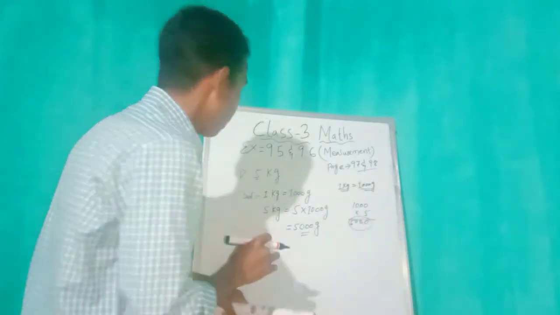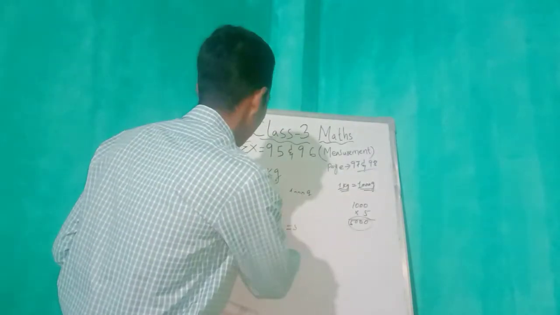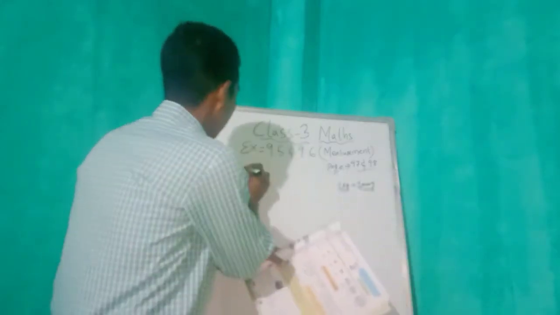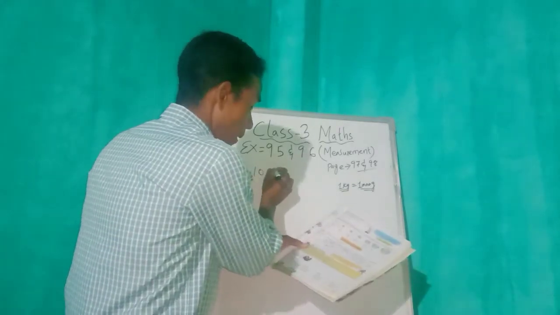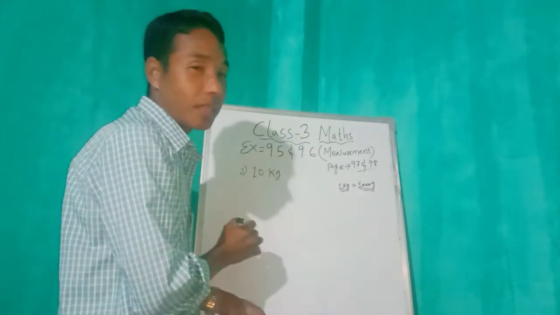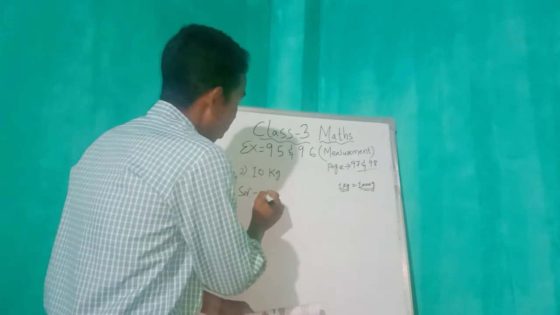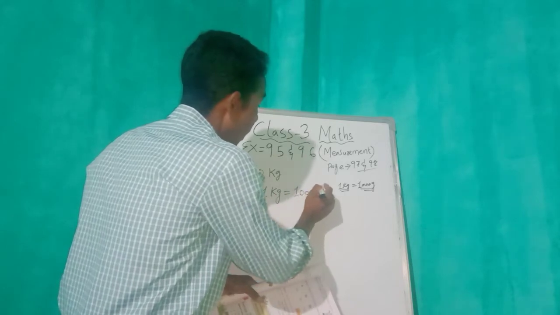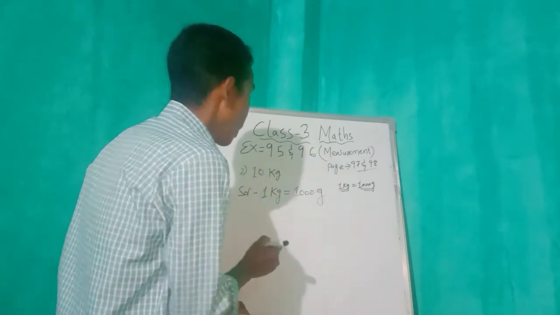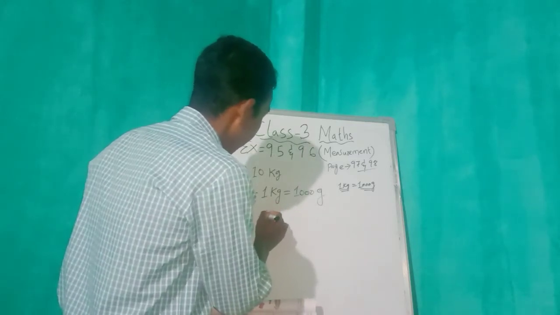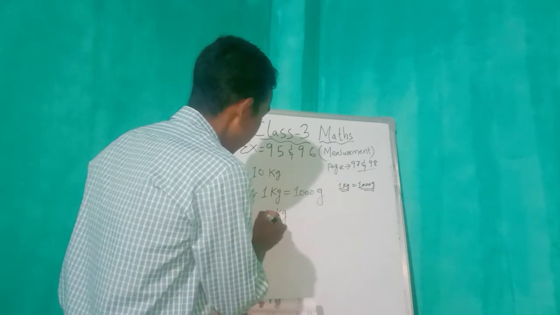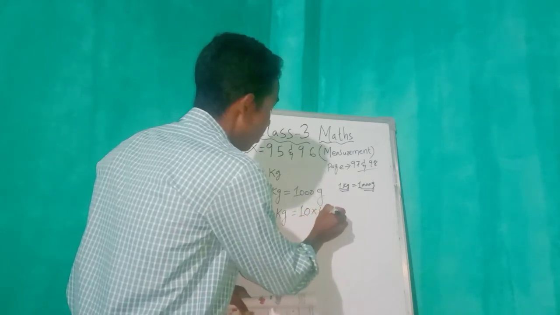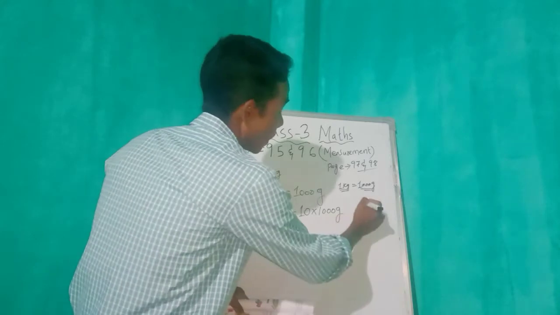number 2, look here, number 2, we have 10 kg. It's very easy, okay? Solution, so as we know, 1 kg equal 1000 gram. So 10 kg equal 10 into 1000 gram.